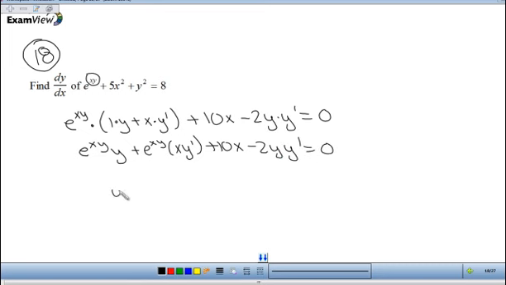Okay, so anything with the y prime, stay on the left, just factoring out the y prime. Everything else, move to the right.